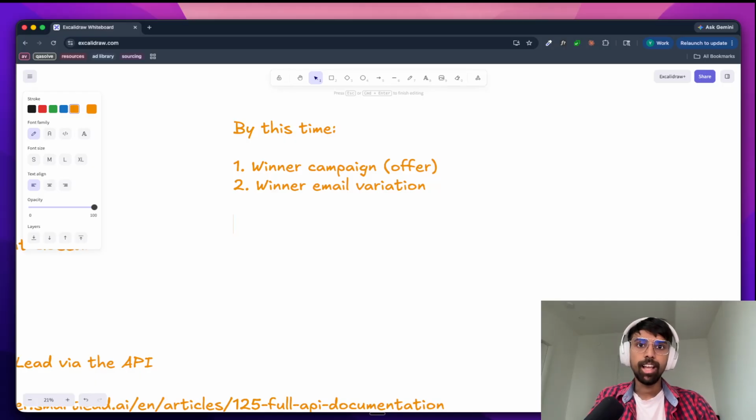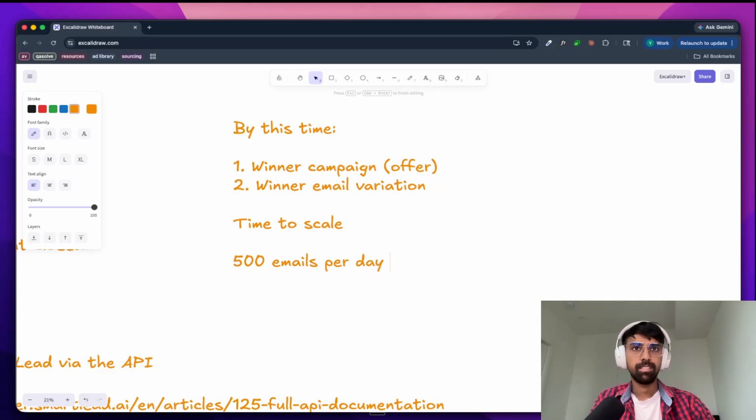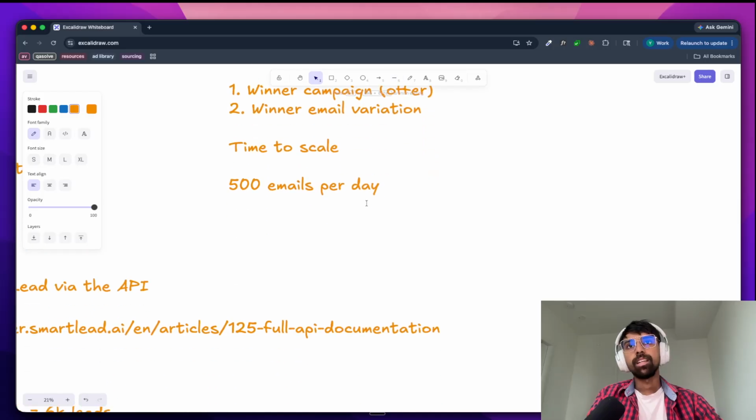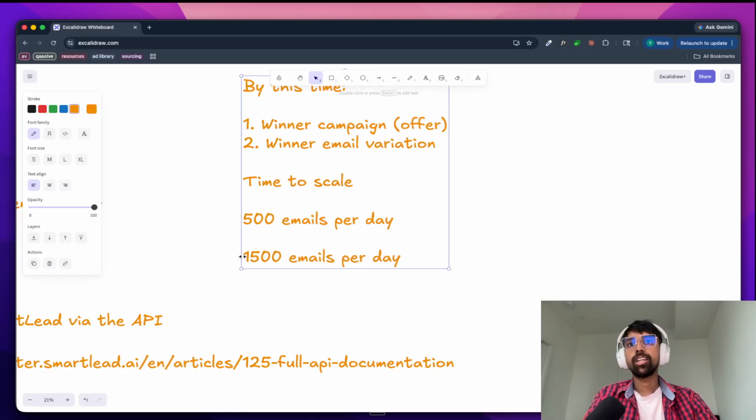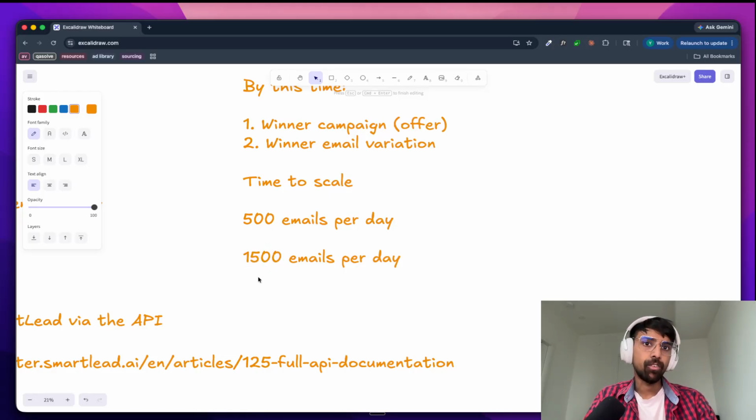Now it's time to scale, right? So time to scale is essentially if you were sending, let's say, 500 emails per day for each campaign, then you will now be sending, let's say, 1500 emails per day for the new campaign. And how will you divide this? So you'll be either sending 1500 emails per day for both campaigns that you want to scale, or you'll be sending, I don't know, 750 in each campaign, anything that works for you, right?